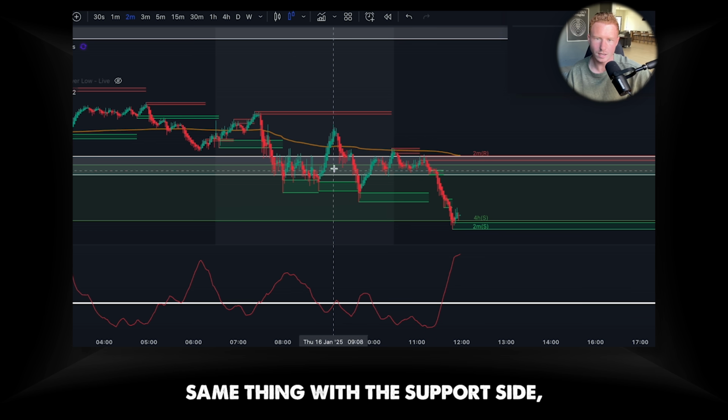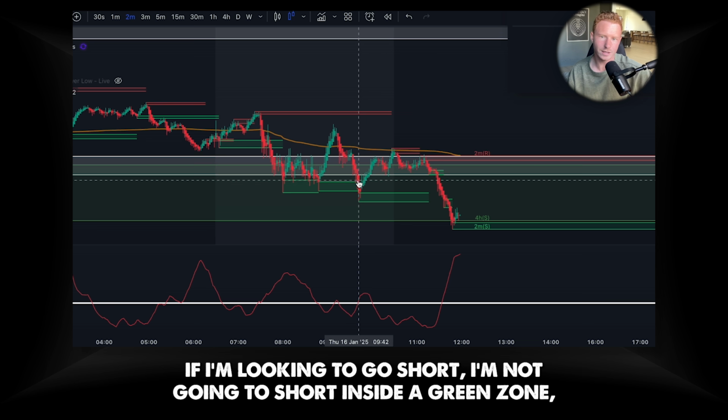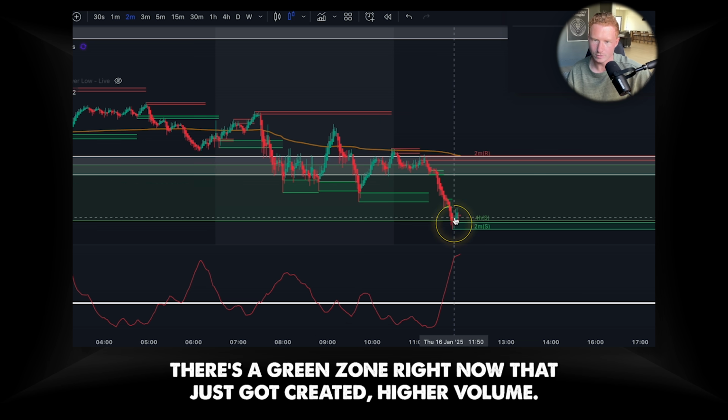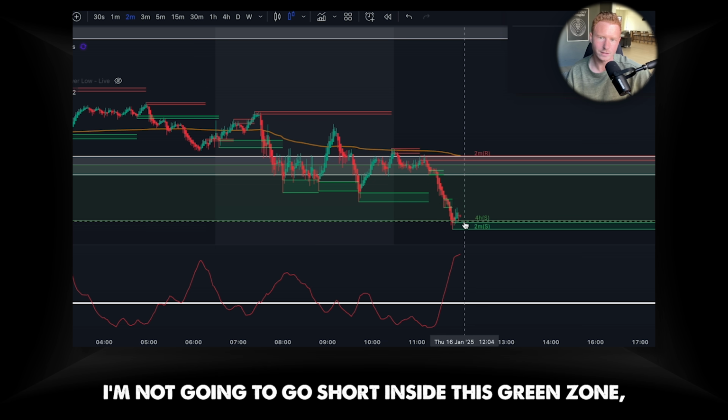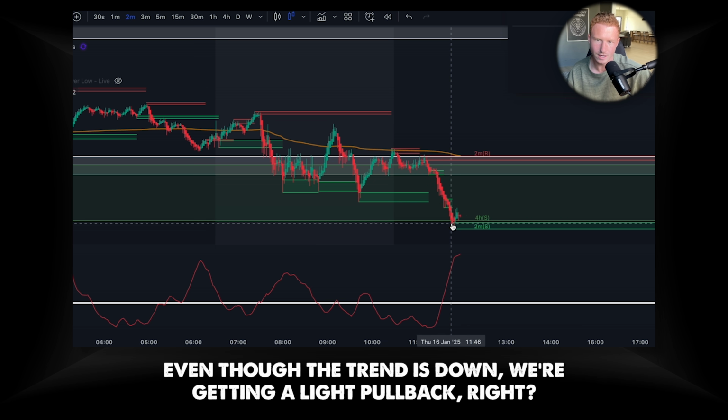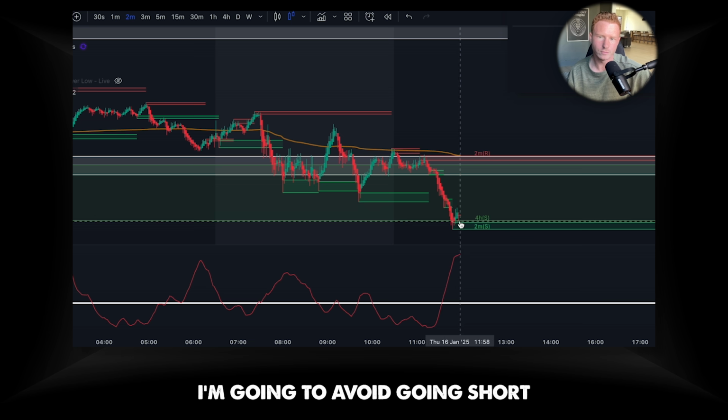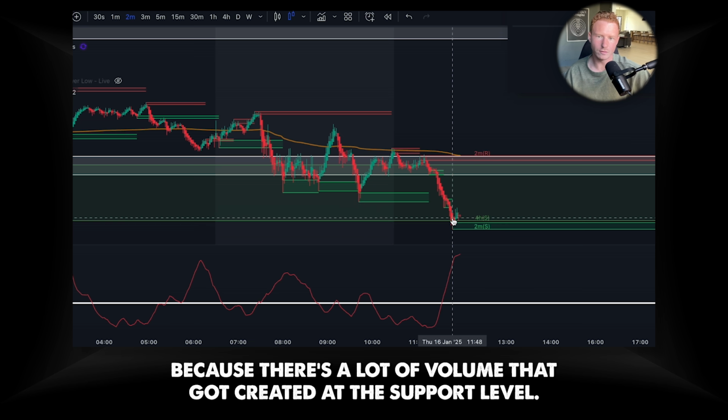Same thing with the support side. If I'm looking to go short, I'm not going to short inside a green zone. There's a green zone right now that just got created, higher volume. I'm not going to go short inside this green zone. Even though the trend is down, we're getting a light pullback, right? I'm going to avoid going short because there's a lot of volume that got created at the support level.